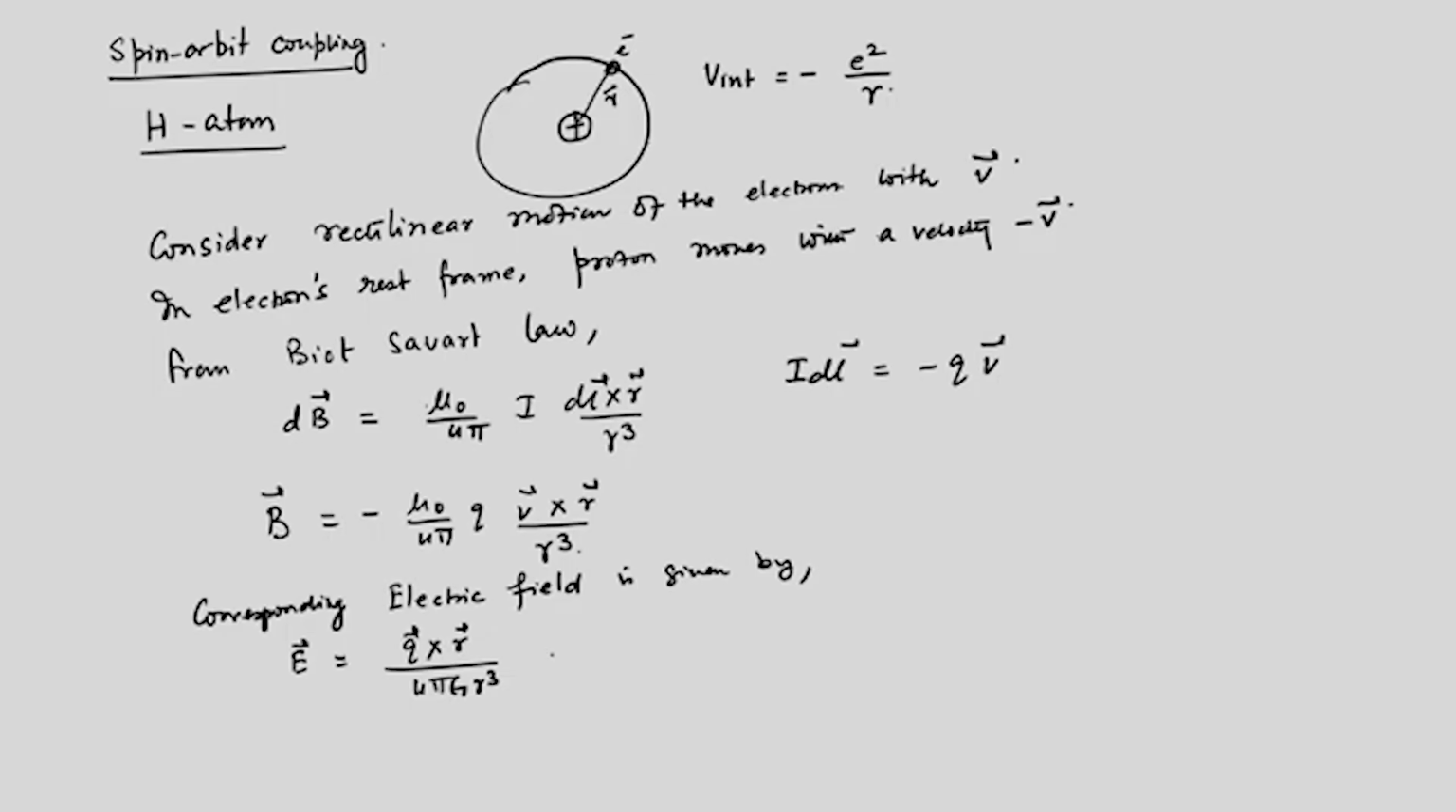Okay. So, you can see that if you compare E and B, you can find that B is actually equal to minus mu 0 epsilon 0 v cross E. So, this is the standard relationship between B and E. So, this is equal to minus v cross E over c square, if you remember that mu 0 epsilon 0 is nothing but equal to 1 over c square. Okay. So, this is the form of the magnetic field in terms of the electric field.